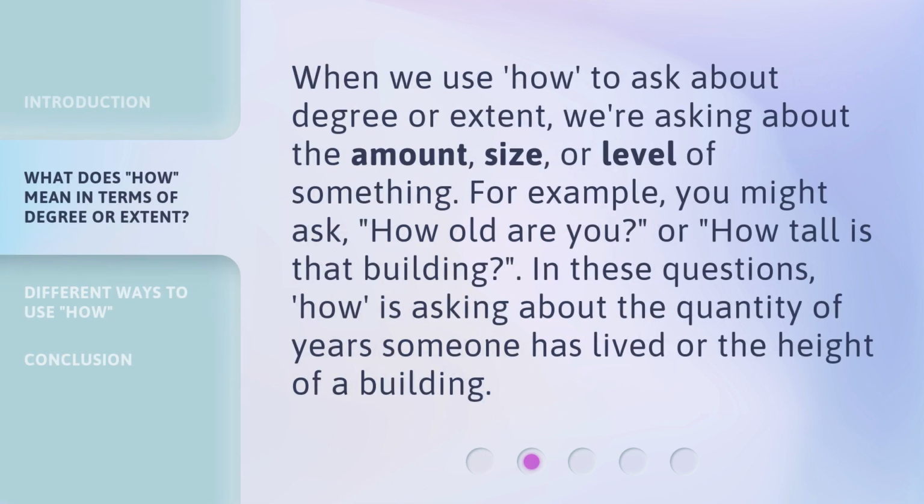When we use how to ask about degree or extent, we're asking about the amount, size, or level of something. For example, you might ask, "How old are you?" or "How tall is that building?" In these questions, how is asking about the quantity of years someone has lived or the height of a building.